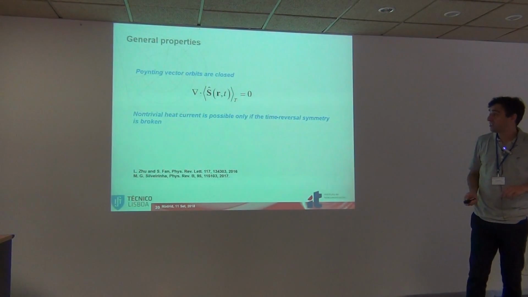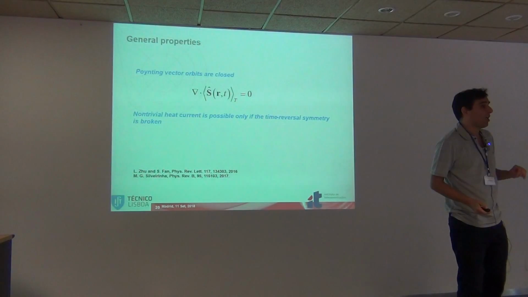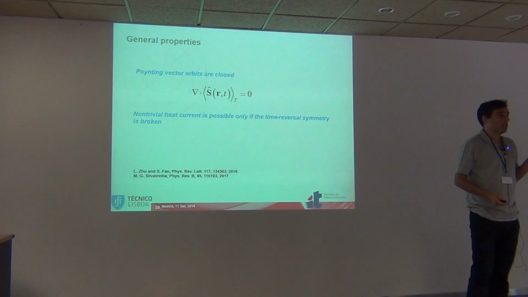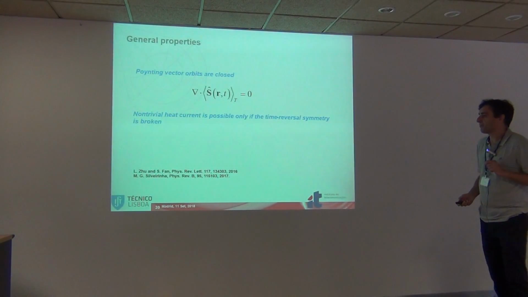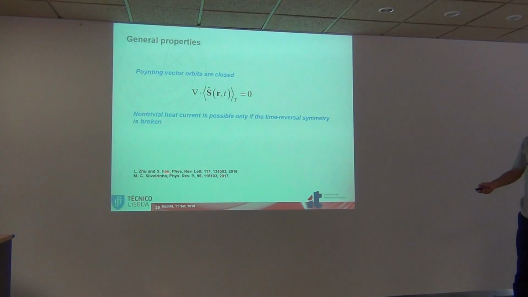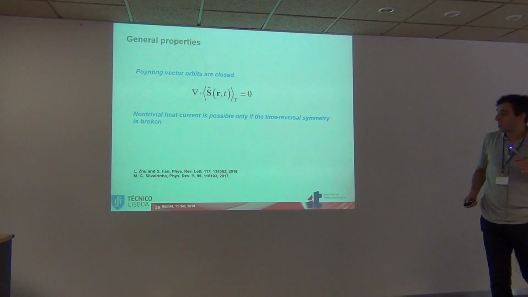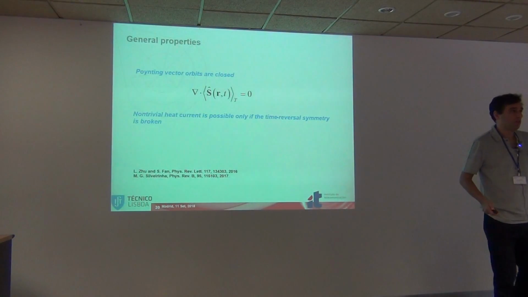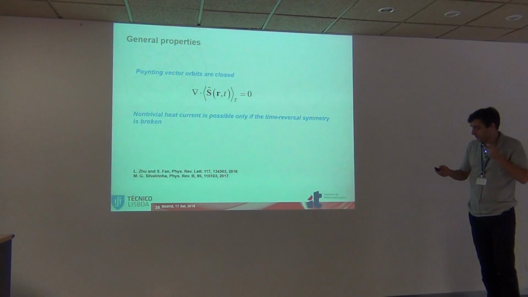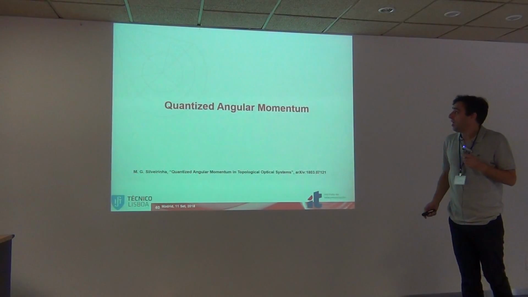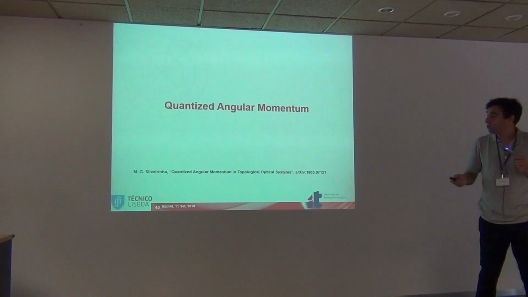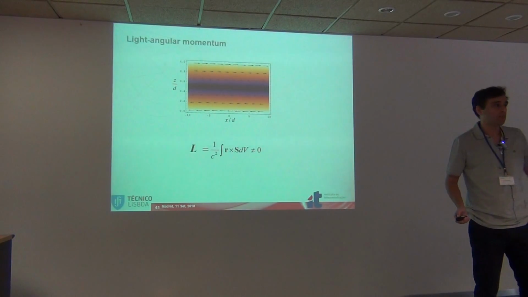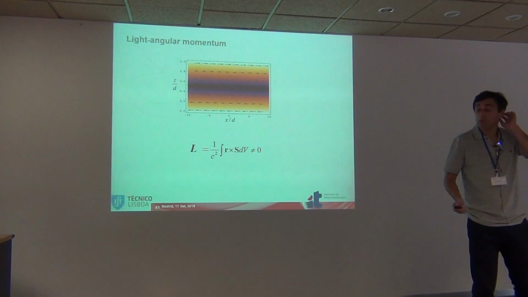And the second property is that you can have this non-trivial heat current only if you break the reciprocity. So only if you have broken time reversal symmetry. And by the way, let me mention that about the same time, the group of Shanhui Fan also showed something different, but not for topological systems. Okay, so let me now focus on this angular momentum, and I'll show that the angular momentum of these systems is something really interesting and remarkable.